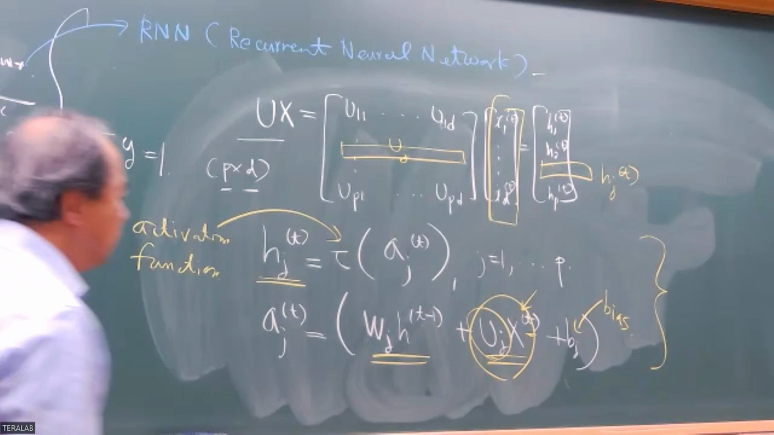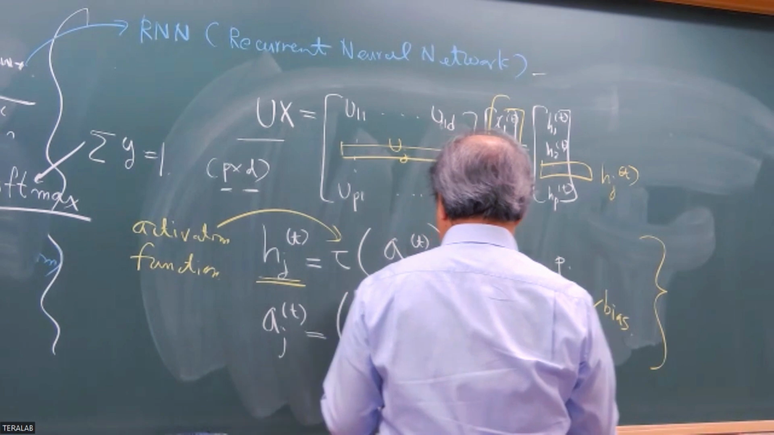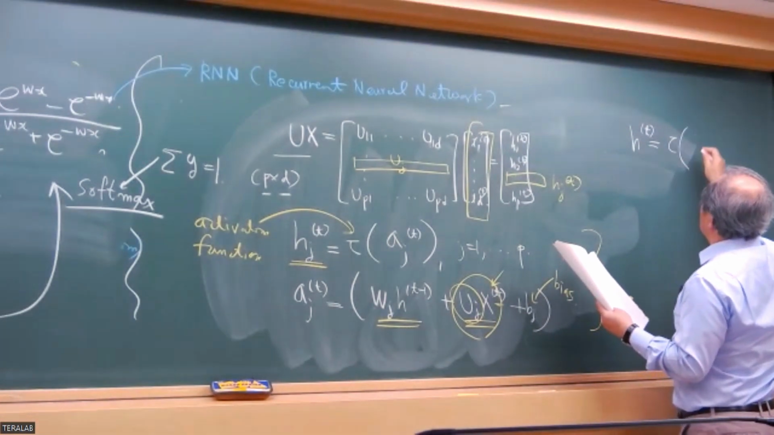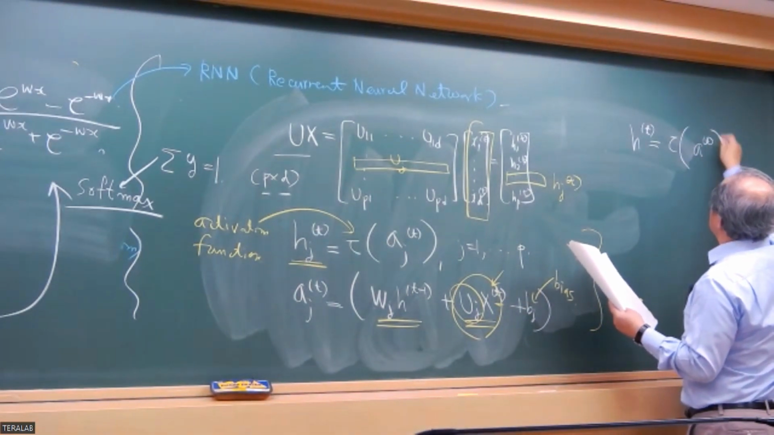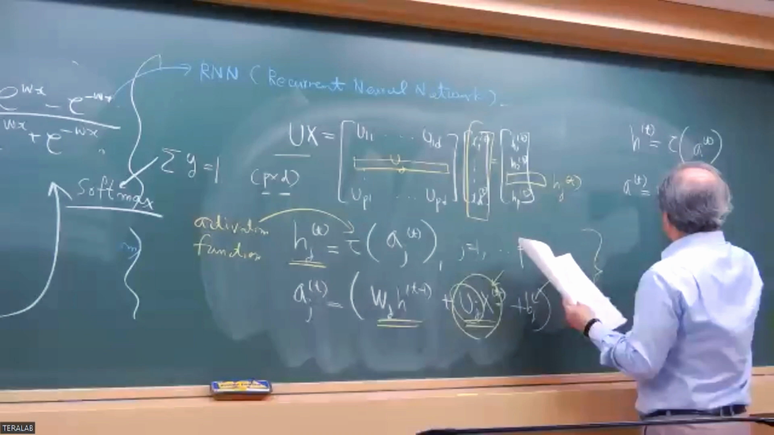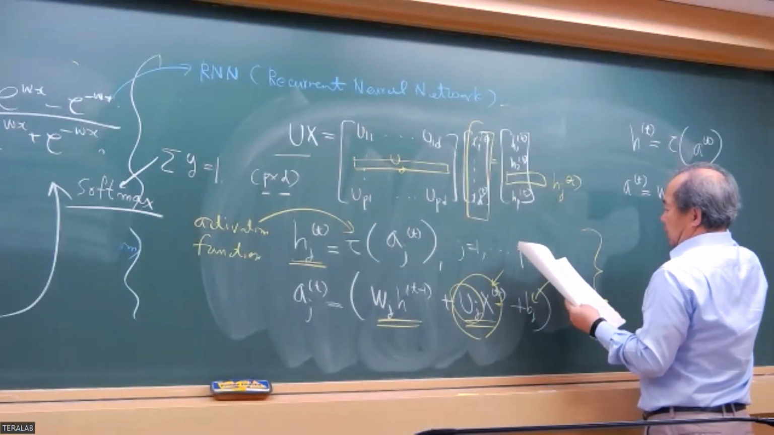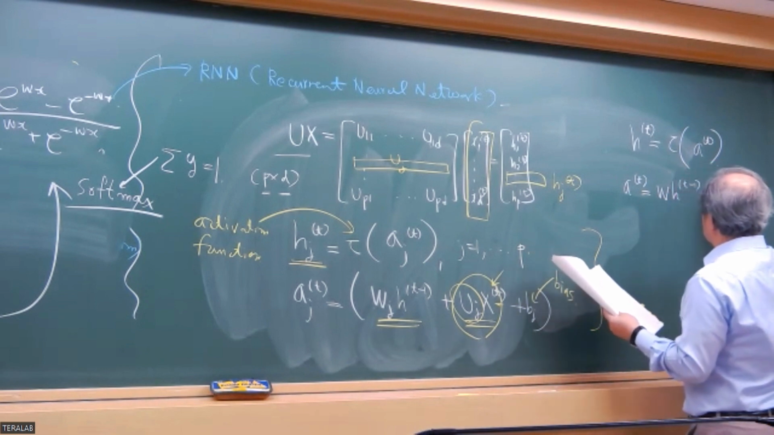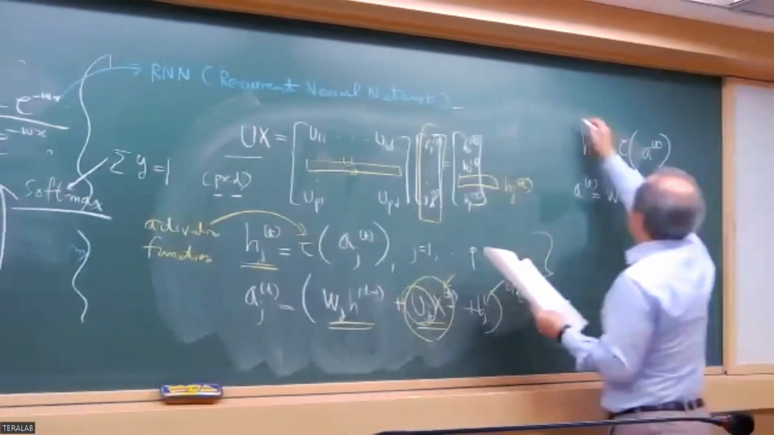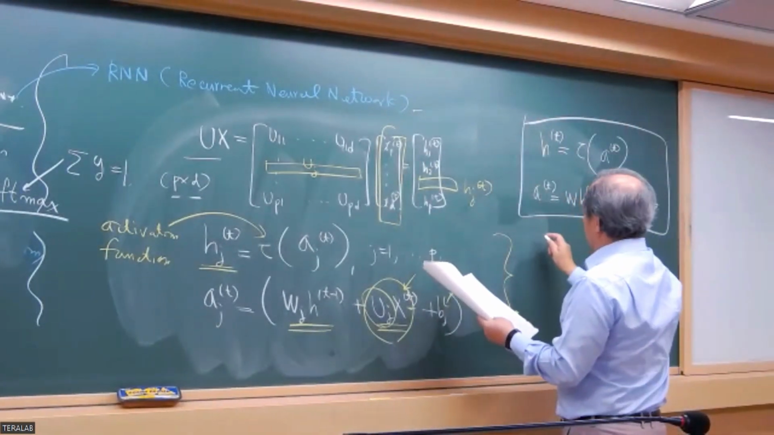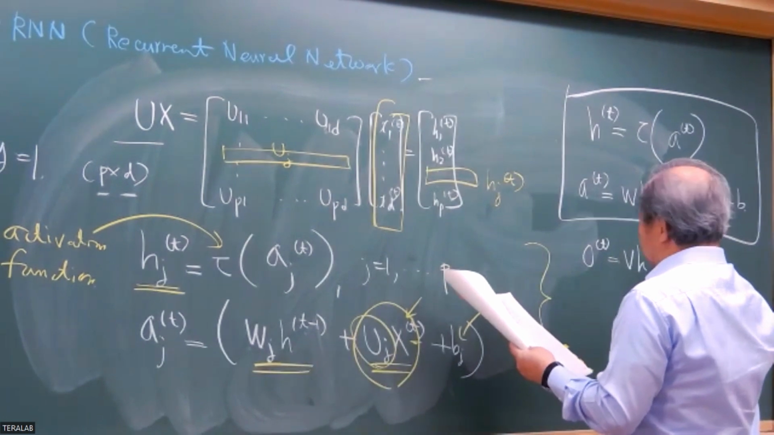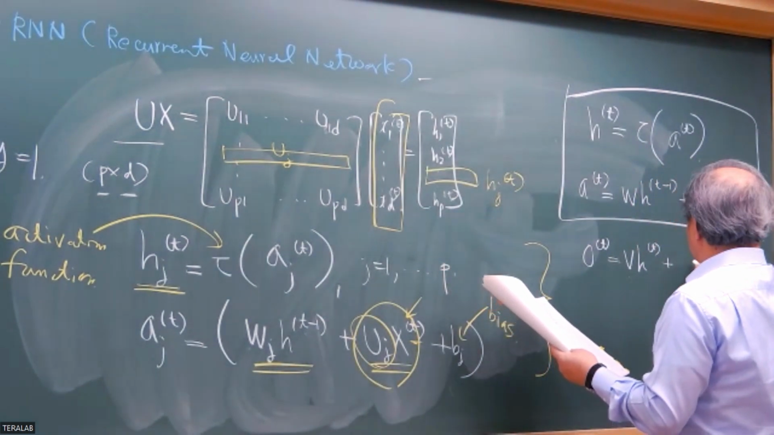Let me write down a couple more equations before closing the class today. h_t, the hidden layer state, is the tangent hyperbolic of an intermediate state. The intermediate state has a form of the previous hidden state multiplied by the W matrix, plus U x_t, plus bias. This is more like a mathematical representation. The output is the V matrix multiplied by the hidden layer, plus bias.